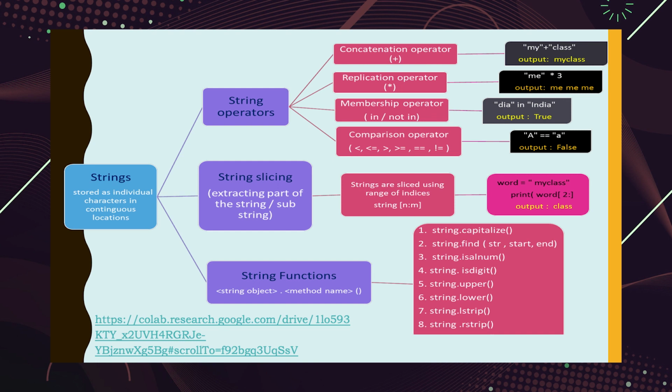Seventh, lstrip. Returns a copy of the string after removing leading characters passed as argument. If no argument is provided, white spaces are taken by default. Eighth, rstrip. Returns a copy of the string after removing trailing characters passed as argument. If no argument is provided, white spaces are taken by default.